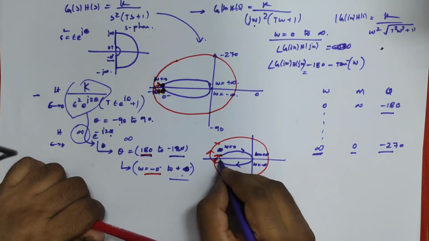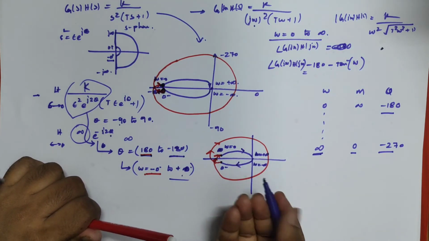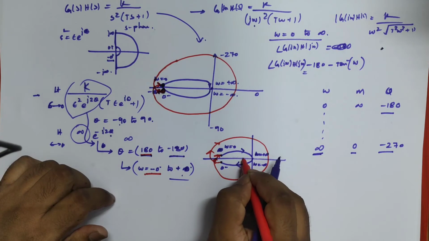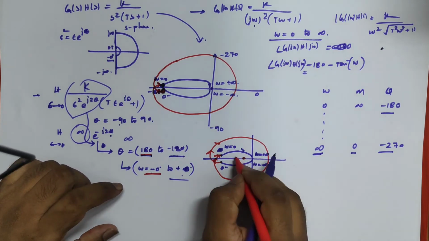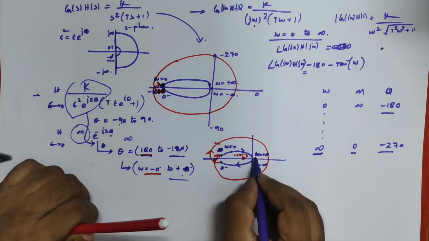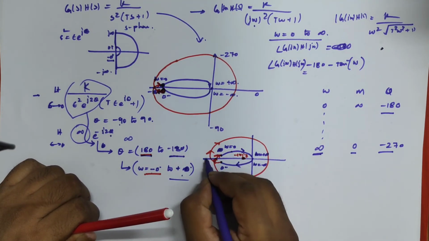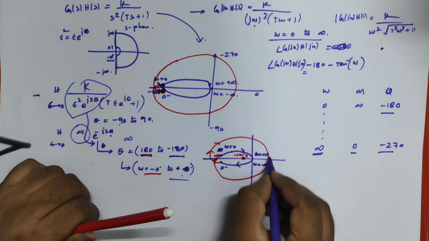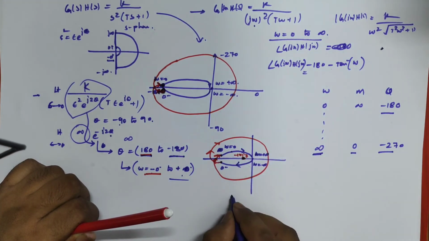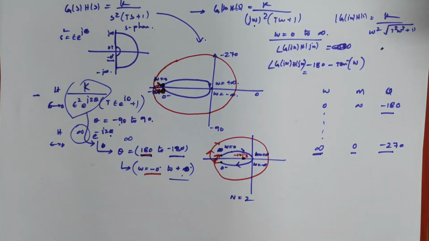So this is what we ultimately have to do: check whether it is encircling minus 1. So the minus 1 plus j0 point will be located like this. In the clockwise direction it is encircling once from here to here, and once from here to here. So the number of encirclements is 2 here. Okay, now I got this plot.